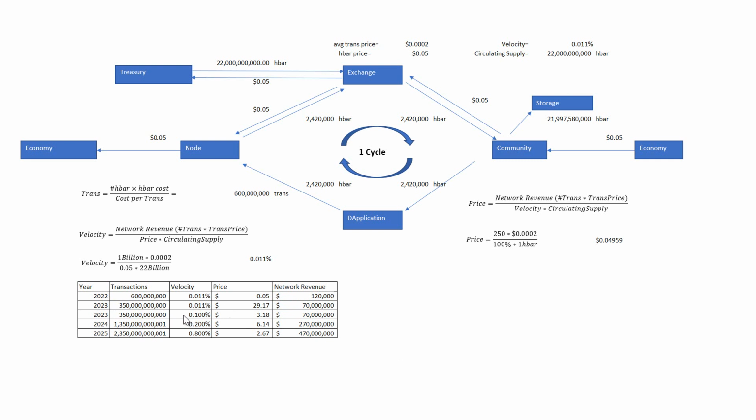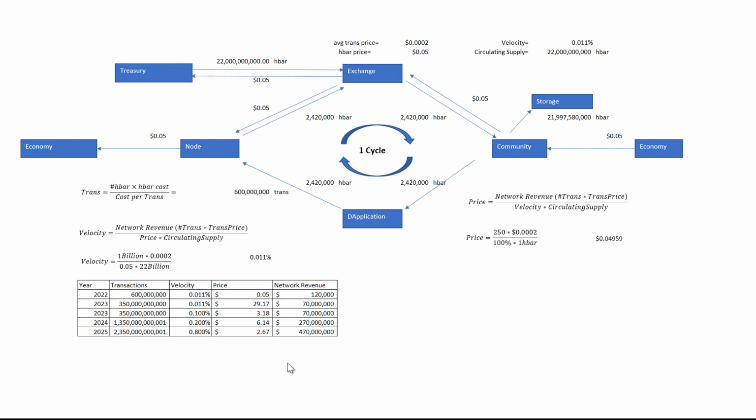As the price climbs, I'm sure there are some folks who have had hbar for a very long time that are going to want to take some profits. I've increased the velocity tenfold here, and you can see that has a resultant action of dropping the price by tenfold. Also note that revenue for the network is now 70 million. This means that the network is most likely going to be able to support itself.